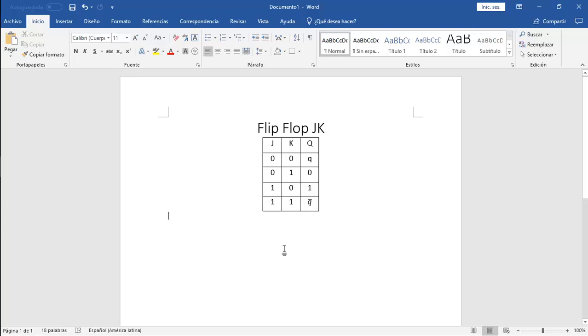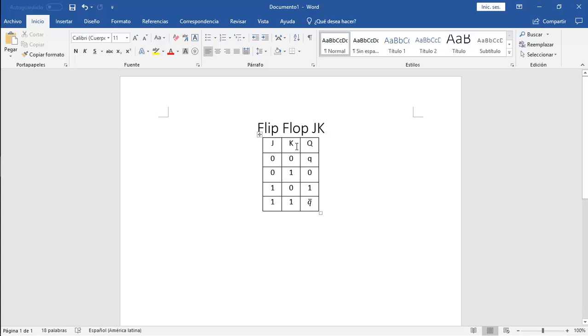Okay, so I'm going to explain the flip-flop JK circuit. For example, if I have 0 in the J and 0 in the K, the final state will remain the same as the previous state of Q.